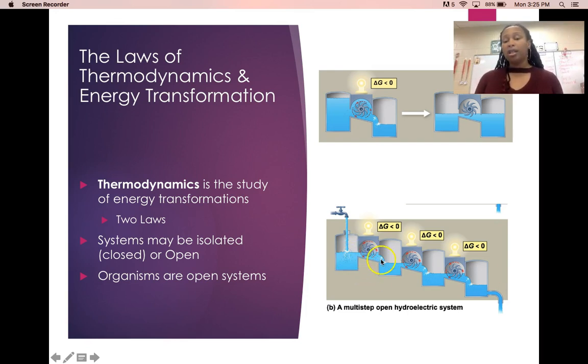But if you notice, there's a gradual drop from each level to the next level. And because of that gradual drop, there's an ability to do more work. And what you notice here is you see delta G is less than 0 in each one of these. And that just means there's a negative change in the energy, because every time this energy is transformed, some of that is lost in the form of heat and increasing entropy.